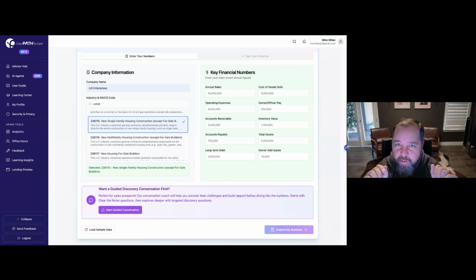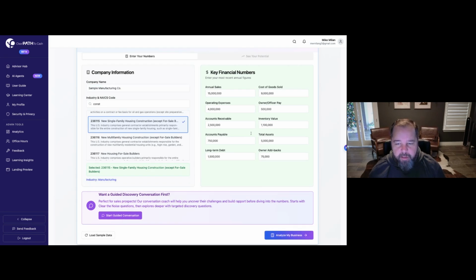You're going to show them the value in the first 15 minutes. So I'm going to load it with some sample data. It just fills in the blanks for us, makes it a little bit easier. You can type them in. You can use this with a client. Hey, let me show you what this looks like first.